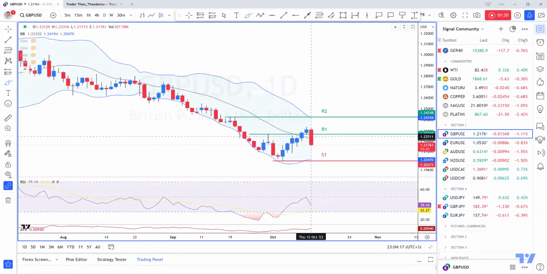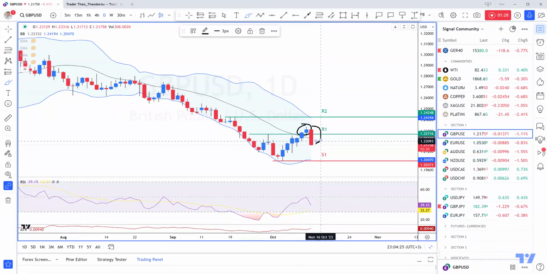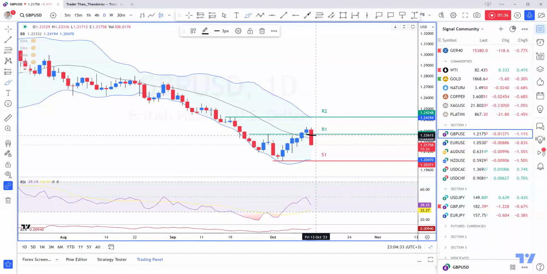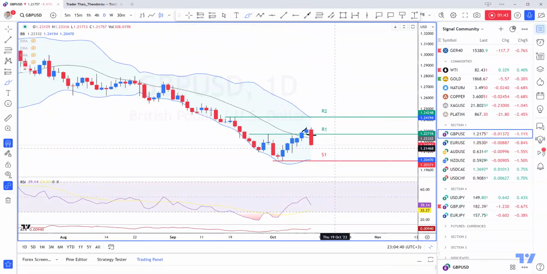Let's go back to the daily. Price false broke. It closed with one candle above the resistance, and then a strong bearish candle to the downside, leaving those traders with too many losing trades. They had their stop losses below this low here because they tried, for whatever reason, to go against the momentum and buy it.